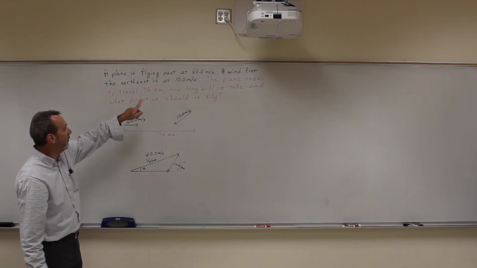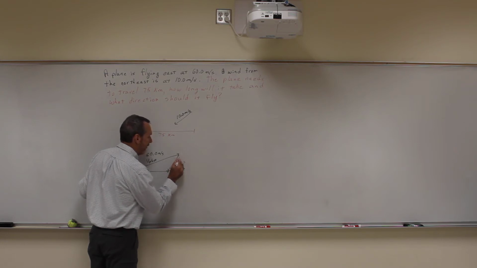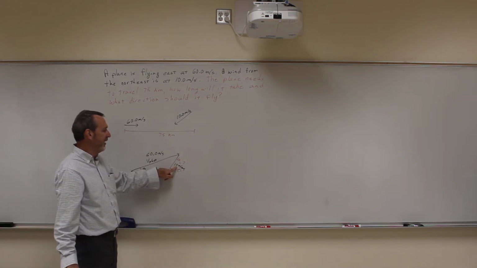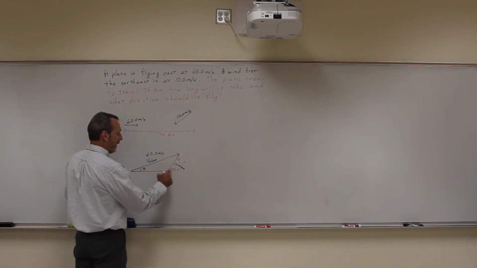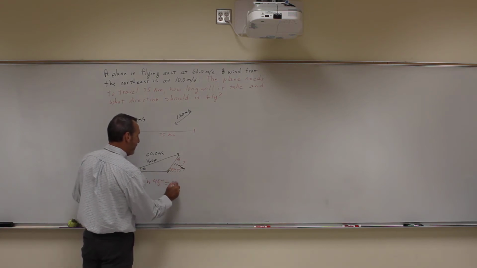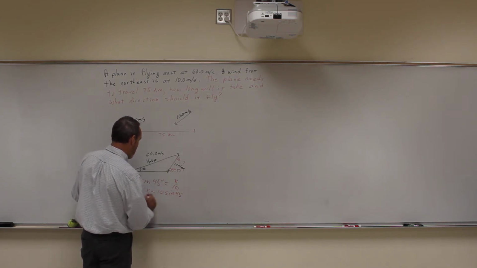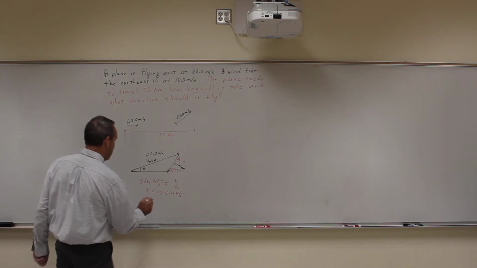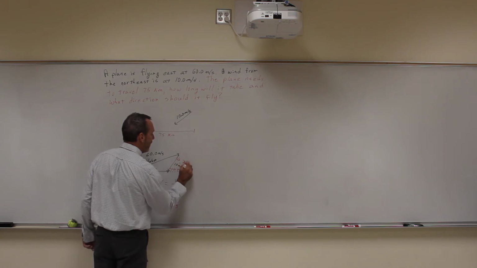I do know this is from the northeast, which means that these are 45 degrees. From the northeast means it's a sub-cardinal point, so it's exactly 45 degrees. So now I have a 45-45 triangle with 10 meters per second on the hypotenuse. I can figure out what that side is. If I'm looking at this angle right here, I can say that the sine of 45 degrees is equal to x over 10, or x is equal to 10 sine of 45, or x is equal to 7.07 meters per second. So this side here has to be 7.07 meters per second.